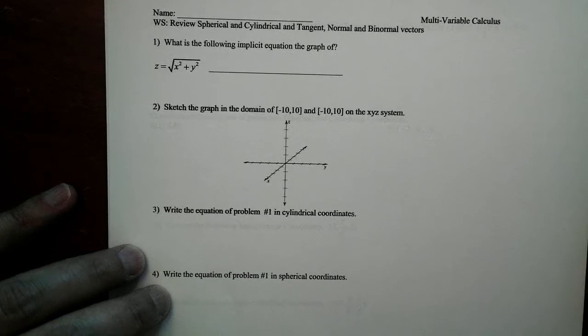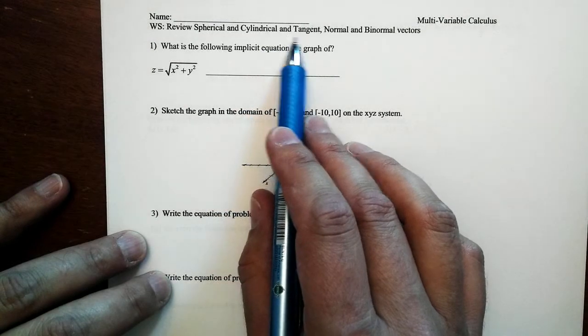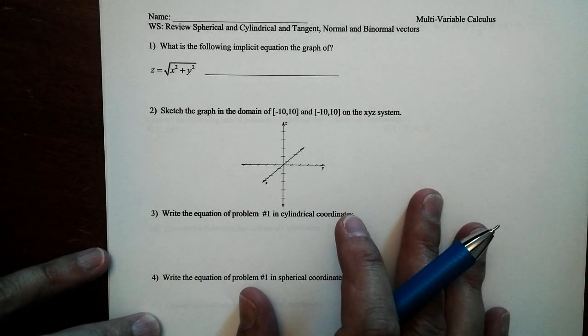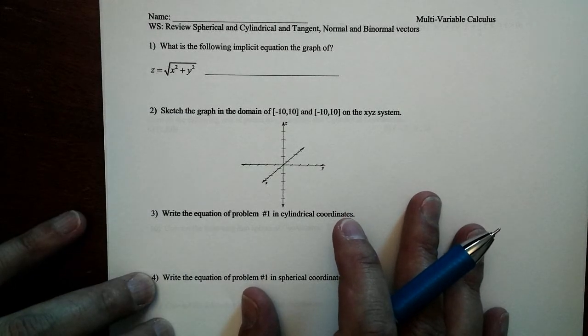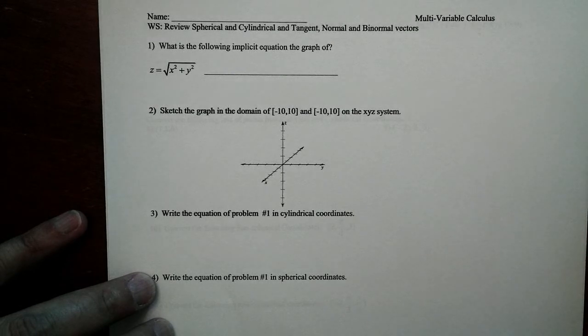Hi, welcome back. We're going to review some spherical and cylindrical coordinates and tangent and normal binormal vectors. Now, I'm just going to work a few of these problems with you just so we can remember how to do some of them. I'm not going to be able to work all of them today, but we can take a look at a couple of them.